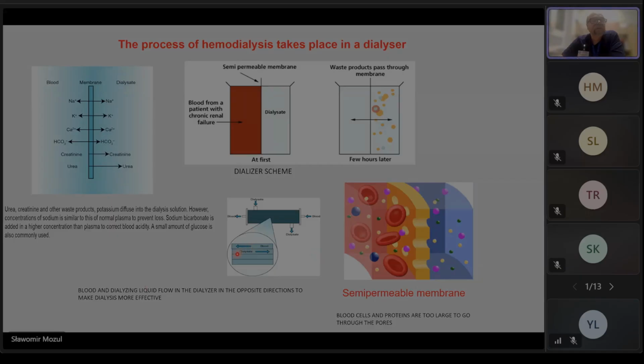Important information: blood and dialysing fluid in the dialyzer flow in opposite directions. And in this lower picture, you can see a schematic of the semi-permeable membrane with pores. You can see cells which are too big, too large to go through the pores of the membrane.